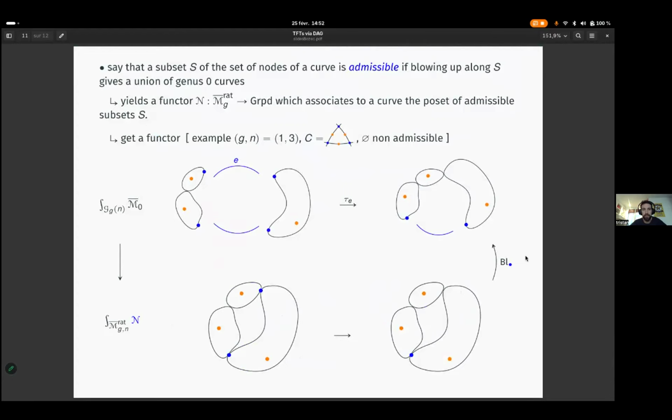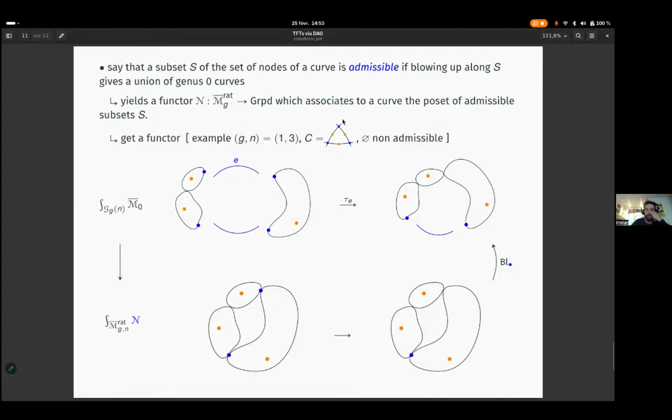Now something a bit combinatorial: I say that a set of nodes on a given curve of any genus is admissible if blowing up along these nodes gives a union of genus 0 curves. Again, I can see that in a fancy way as a functor to groupoids. To a curve, I just associate the poset of admissible subsets. Again, an illustration through an example.